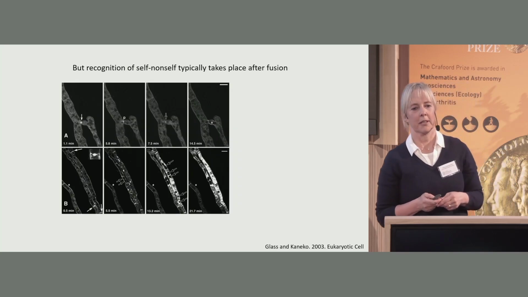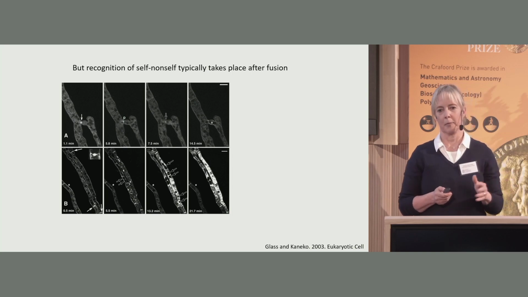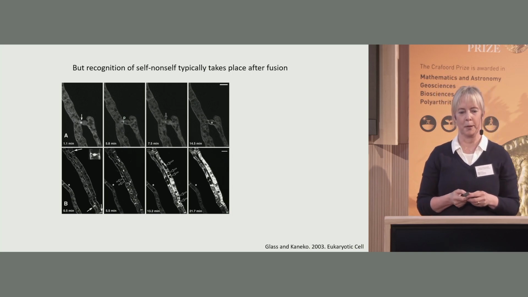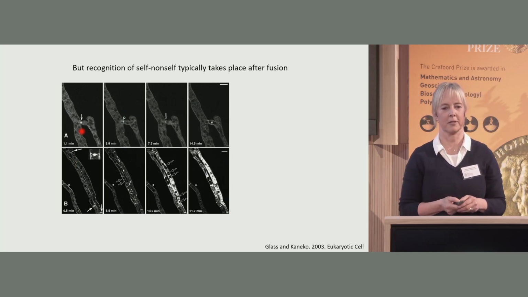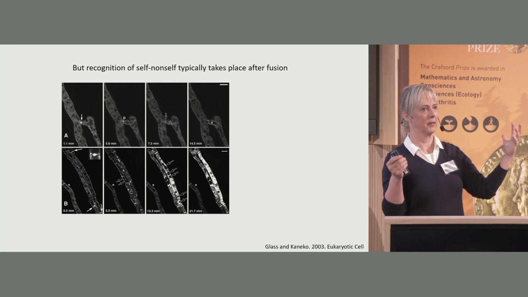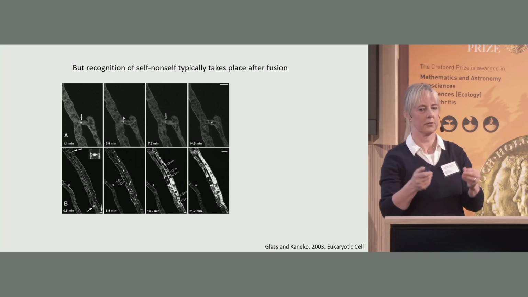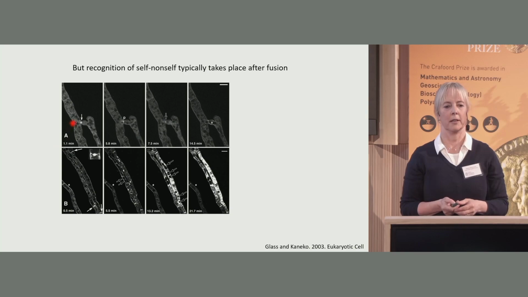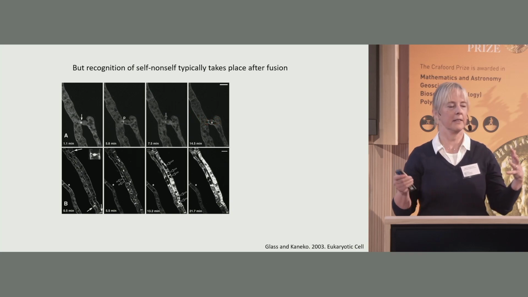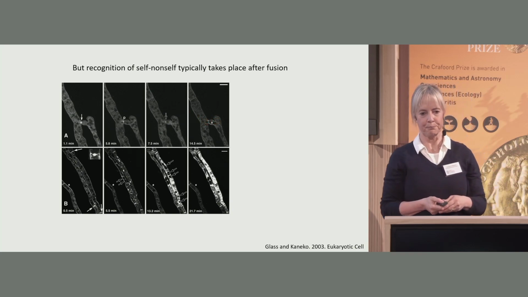But most of the recognition of non-self typically takes place after fusion. So here are 2 panels. The upper panel is not such a fun movie, but it shows a successful fusion of 2 hyphae, or 2 mycelia, that are identical at the recognition loci. The arrow points at the hyphal fusion point, and you see it's not very dramatic. It's like, okay, there's a vacuole here, but other than that, there's just cytoplasmic flow.